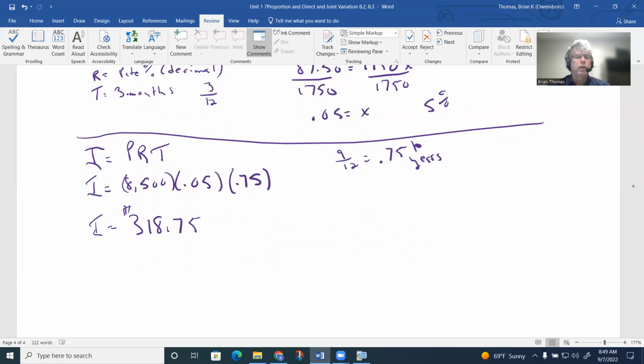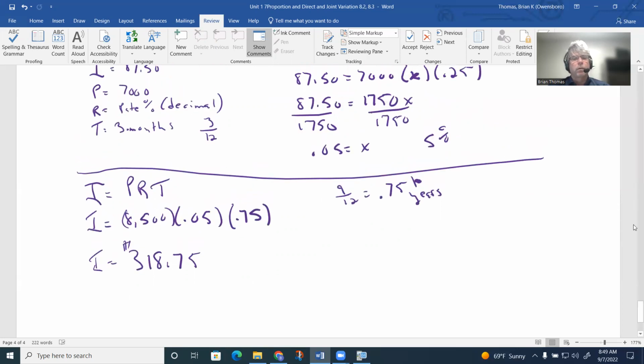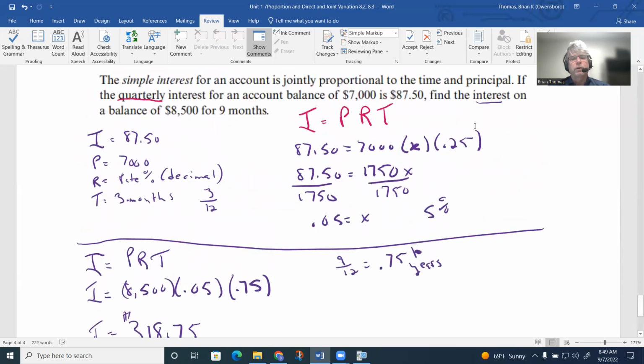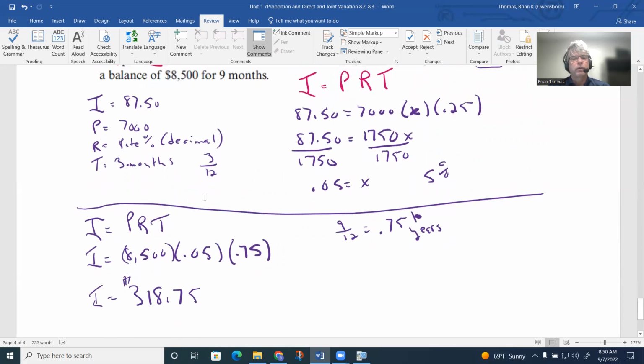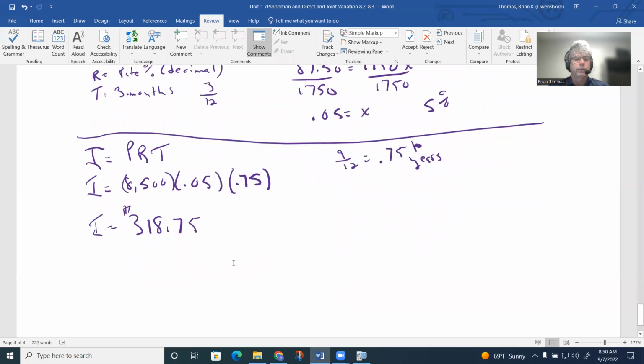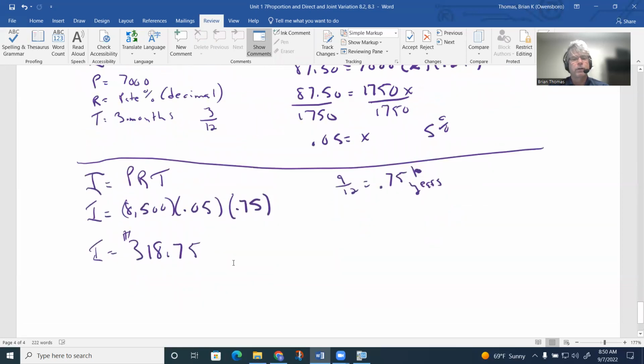And so notice how the only thing that really changed was, we did $7,000 for, say, just a quarter of a year. Now we're moving up to 3/4 of a year. Notice that our interest actually increased a little bit because we also increased our investment, our principal. So that should make sense there in that problem there.